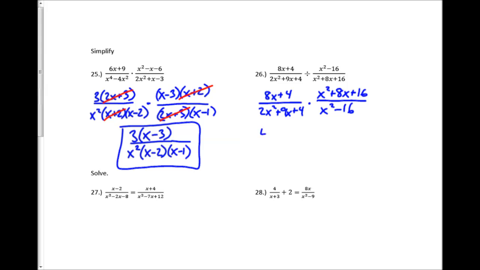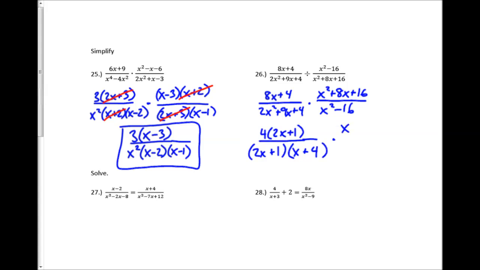In the numerator, I can factor out a 4. That leaves me a 2x plus 1. In this denominator, I'm going to go ahead and just go right to factoring this. If you need to, feel free to take this thing off to the side. There's nothing wrong with doing that. That's going to be a 2x plus 1. And let's see, an x plus 4.